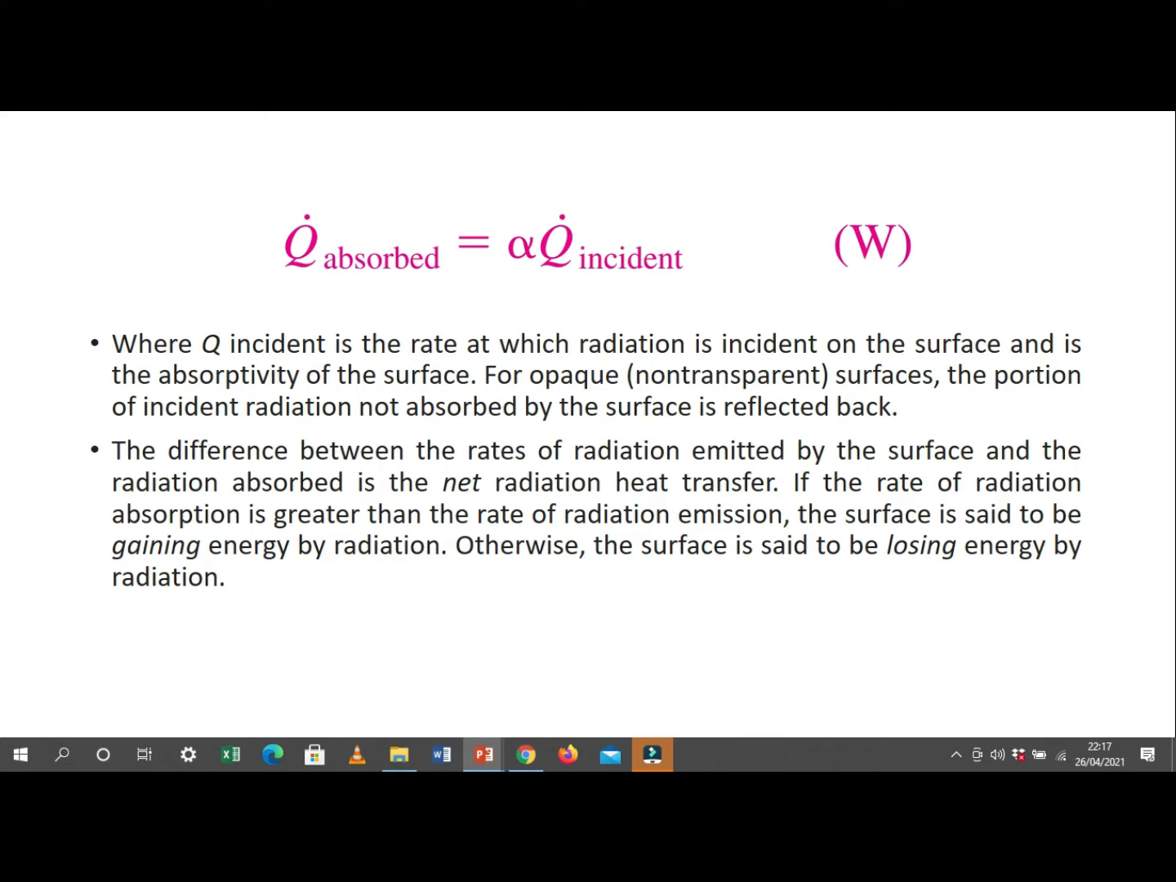So the difference between the rates of radiation emitted by the surface and the radiation absorbed is the net rate of heat transfer. If the rate of radiation absorption is greater than the rate of radiation emission, the surface is said to be gaining energy by radiation. Obviously its temperature will increase. Otherwise the surface is said to be losing energy by radiation, and ultimately its temperature will decrease.